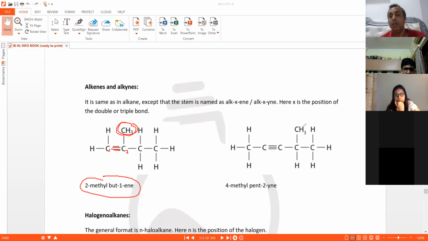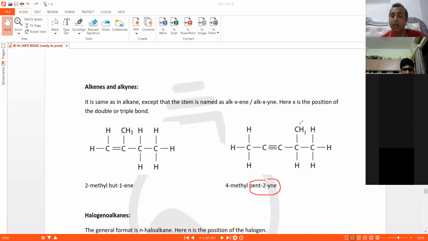Here, the branch is nearest from here, but the triple bond is nearest from here. So I will give importance to the triple bond, because that's a functional group. Functional groups get the priority. So this is pent-2-yne, and accordingly now the branch comes at carbon number 4. So 4-methylpent-2-yne.